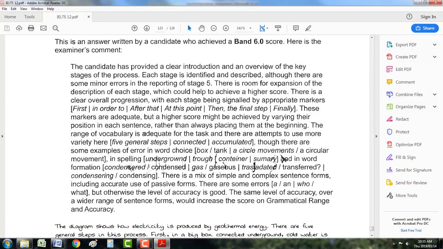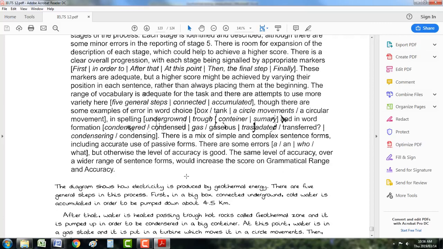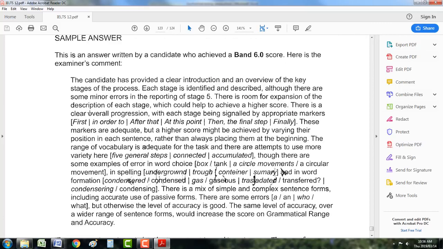Candidate: clear introduction and an overview of the key stages. Please notice the key stages. So you want to put the stages, the key stages, in your overview. Each stage is identified and described. Great, we did that. There are some minor errors in reporting. Okay. There is room for expansion of the description of each stage, which could help to achieve a higher score. Yes, okay, but that's if you're writing very quickly and you have enough time. Because I counted, this is 140 something words, so it's enough. There is a clear overall progression, and each stage is signaled by appropriate markers. So there's the linking language.